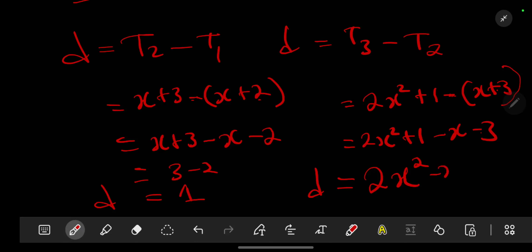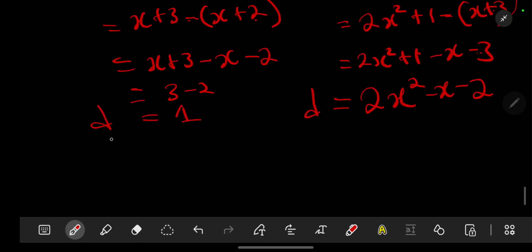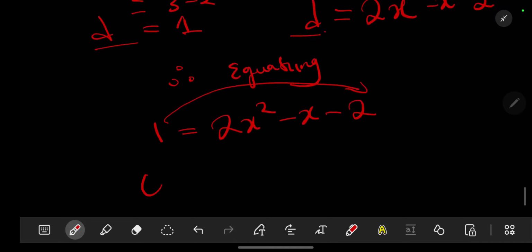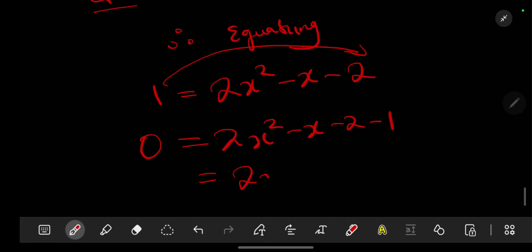Okay, so we get this, we have minus x. 1 minus 3 gives us a value that is equivalent to negative 2, like that. So with this d and this d equal, therefore equating, d is equal to 1, so we put 1 there, so 1 should be equal to 2x squared minus x minus 2. So this one goes this side, and here we remain with 0, should be equal to 2x squared minus x minus 2 minus 1, which gives us 2x squared minus x minus 3.